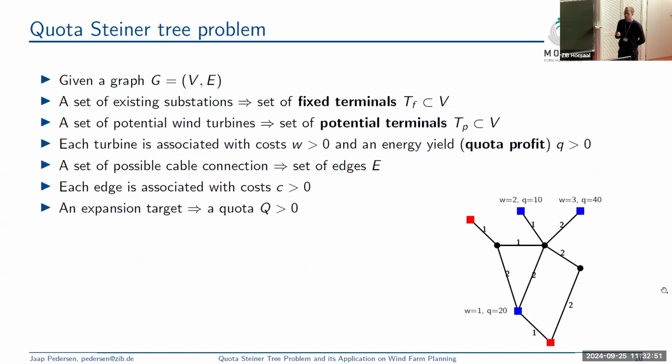Okay, to the Quota Steiner tree problem again. Given a graph G, we have the substation, which we call fixed terminals, and potential terminals, which are wind turbines. Then we have costs and a quota profit for every wind turbine, the set of edges, costs, and the quota. You can see this here. W is the weight or the cost of the wind turbine, 10 is the quota profit, and so on.